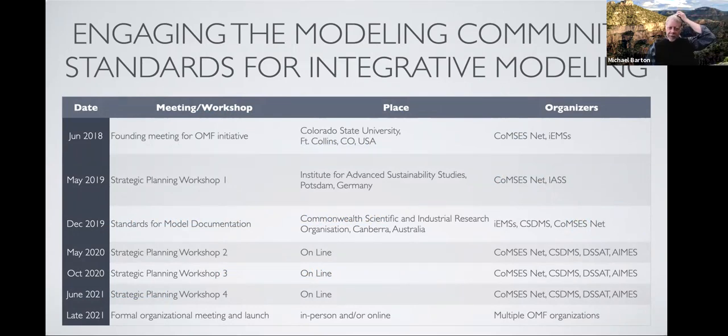And so I was in Germany for sabbatical in 2019. We had one focused especially on Europe at the Institute for Advanced Sustainability Studies. Colleagues that were involved in the founding meeting put together a meeting in Australia to look specifically at standards for model documentation. The Sloan Foundation money provided funds for a couple of workshops, and we were going to have one in Boulder, in fact, last May, and one in Brussels in the summer, and then one more probably in Tempe.